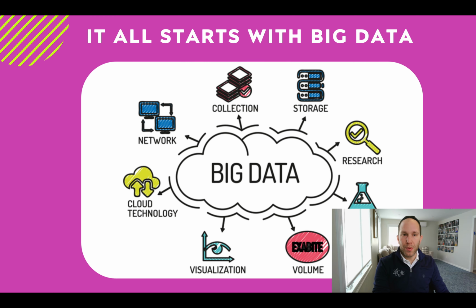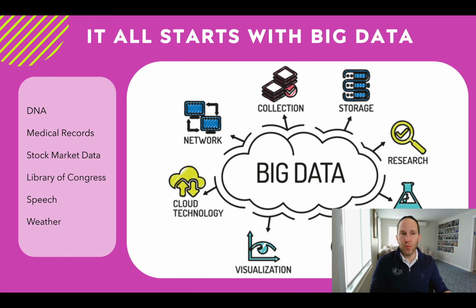They could be things like DNA sequencing or medical records being digitized. So now we have millions of people's medical records. Stock market data, what every stock did every second of every day for the last 10 years. That's a tremendous amount of data. The Library of Congress has not so recently scanned every single book. So now we have tons of digital literature, speech, weather data. So let's see how machine learning interplays with big data.